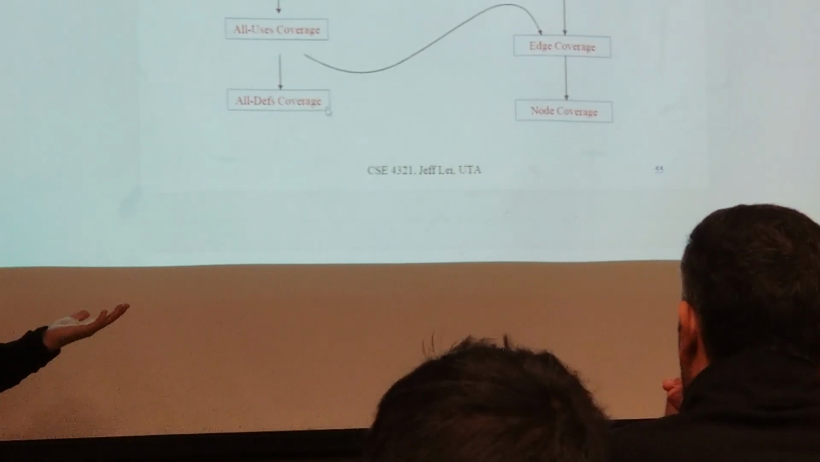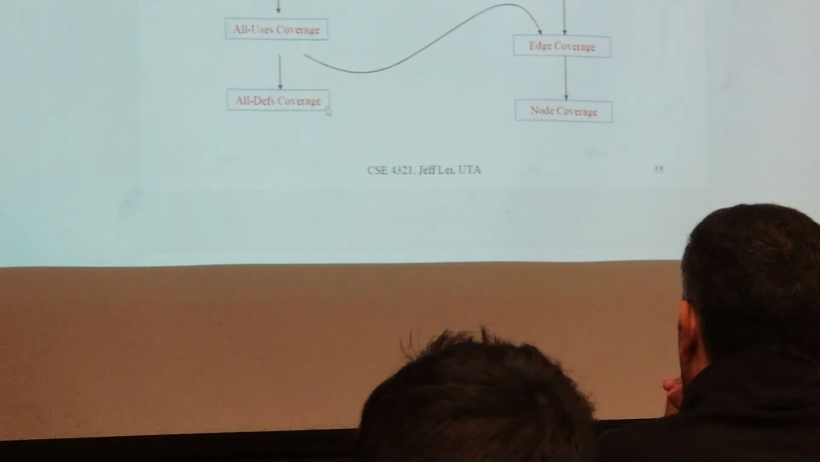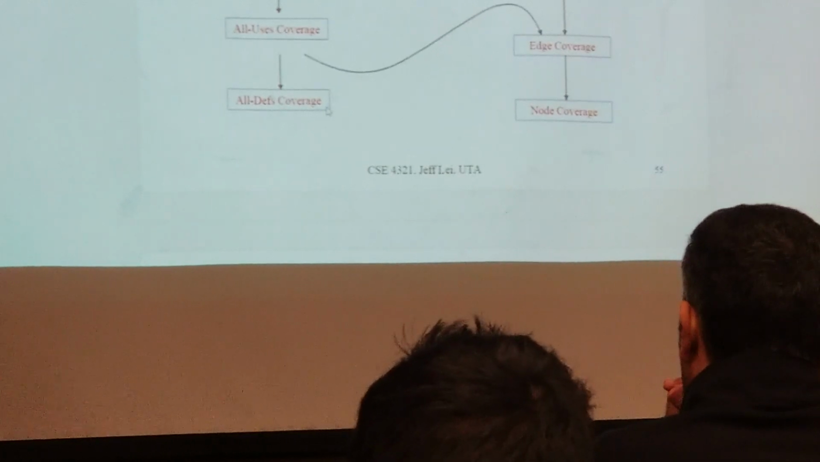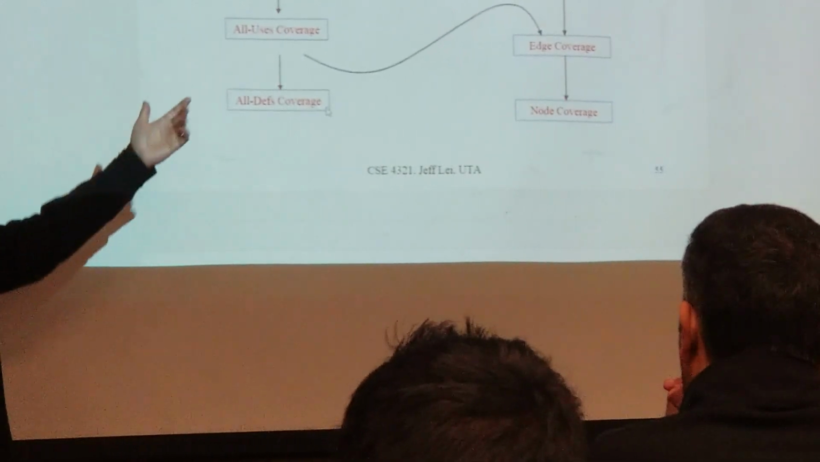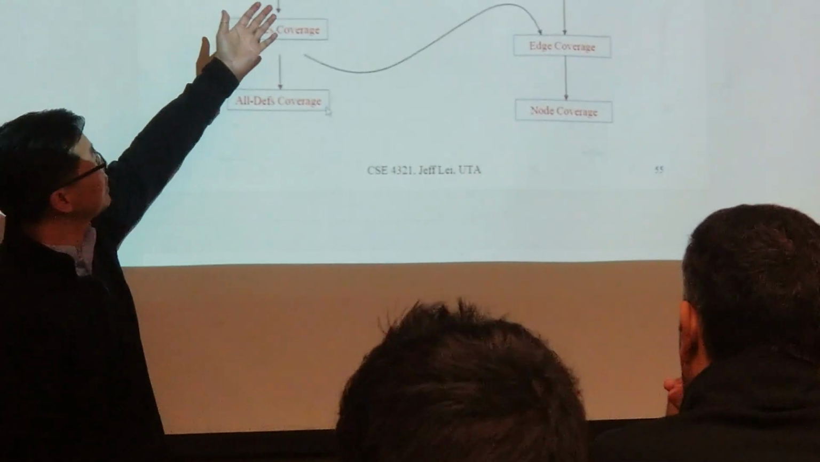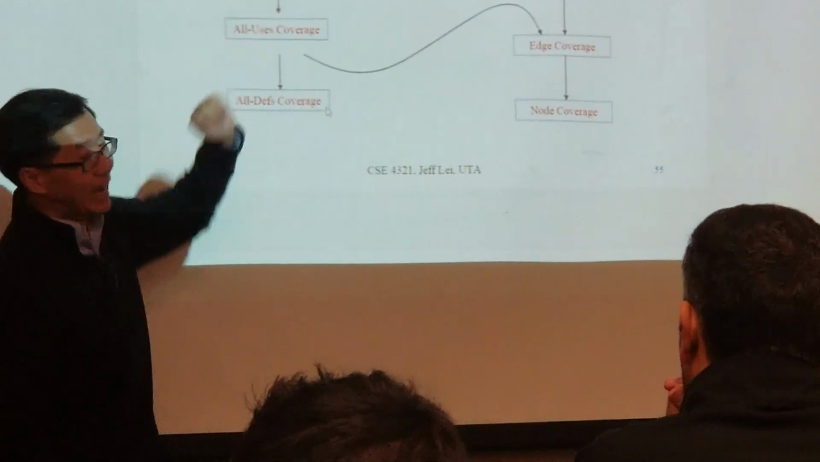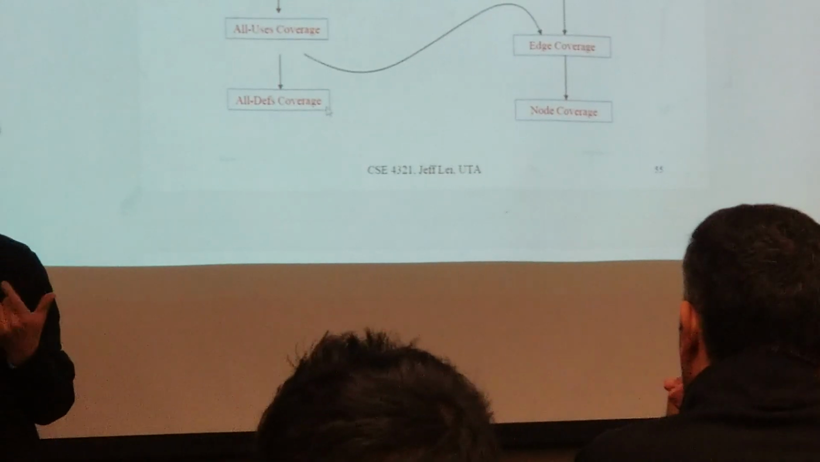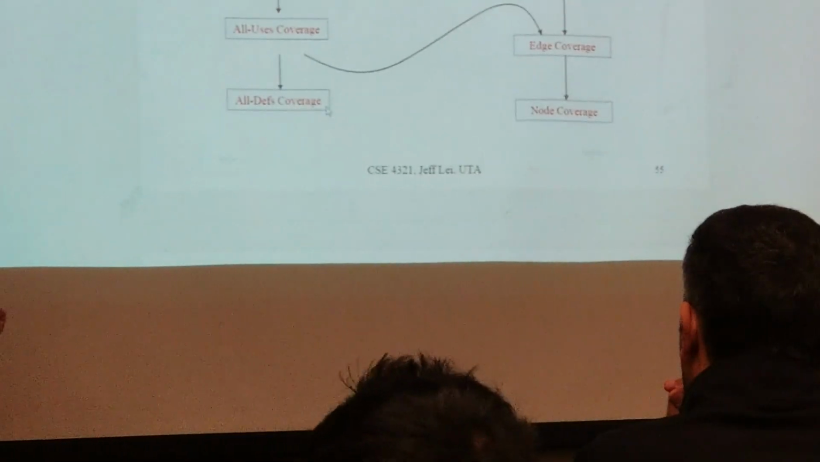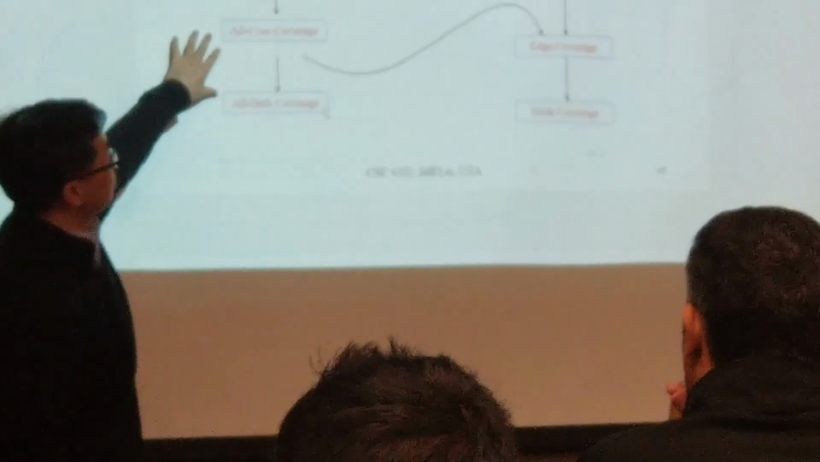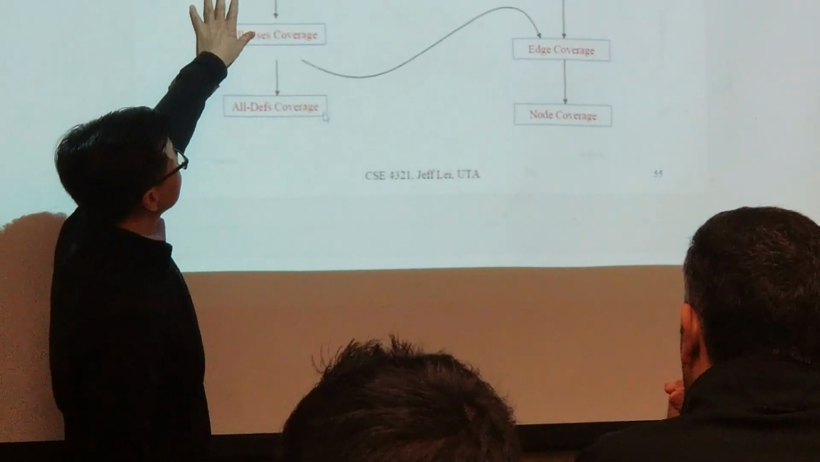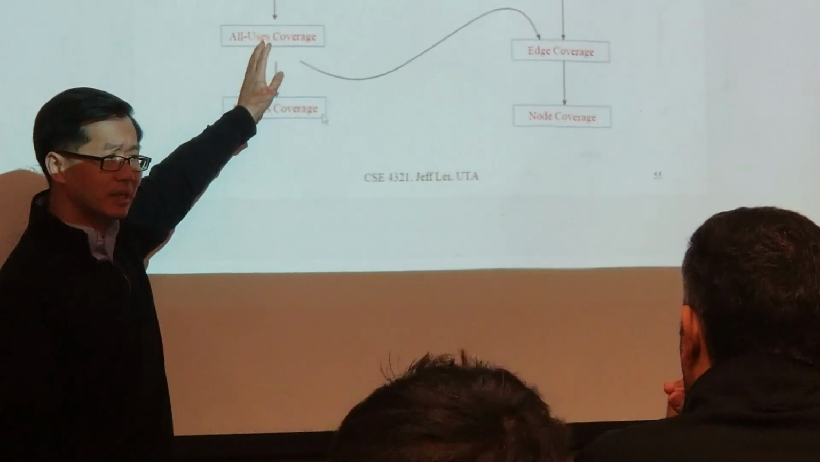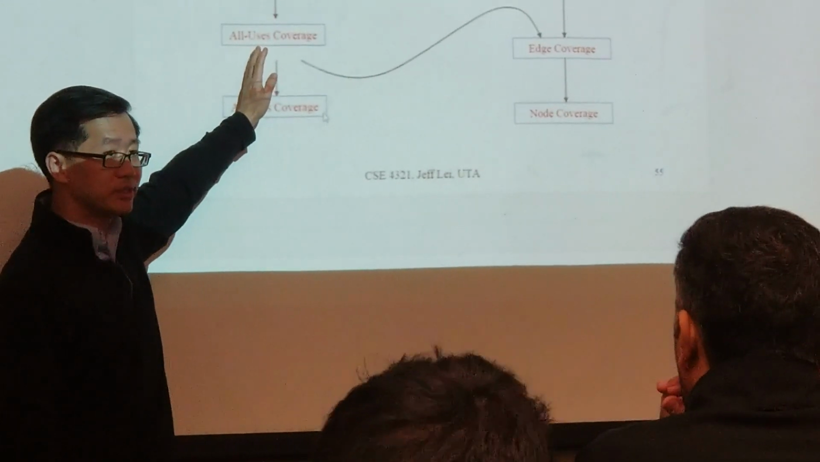You want to test every possible path. Remember that does not guarantee program correctness. Okay, even if you test all possible paths, you may not detect all the bugs that you have. We have seen examples of that. So as you can see, complete path coverage is pretty strong, very comprehensive. Then you have two branches. On the left branch is the data flow coverage.